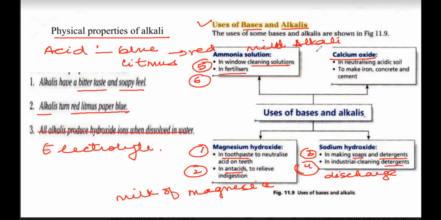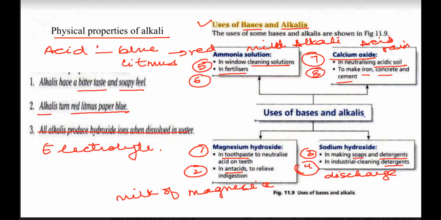Then comes a very important use of calcium oxide, which is again an alkali. It neutralizes the acidic soil. When acid rain takes place, what does acid rain do? Acid rain makes your soil acidic. So if the farmer needs to neutralize the soil pH, he has to spray calcium oxide over the soil in order to neutralize it, right? Then calcium oxide is also used to make iron, concrete and cement. So that's use number 8.